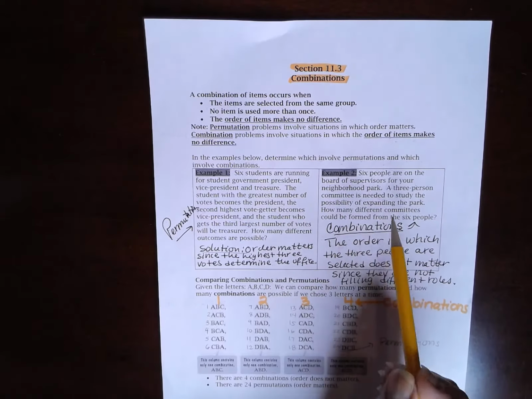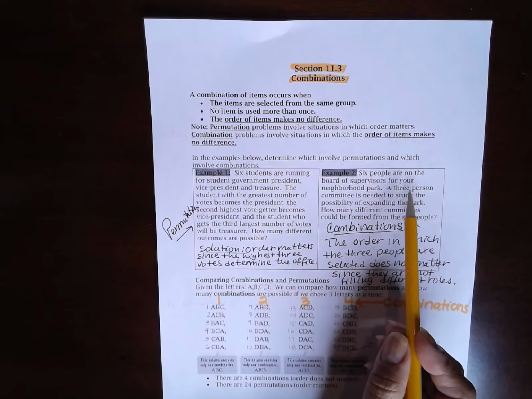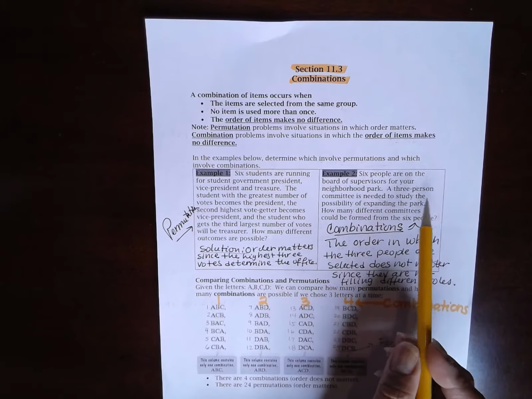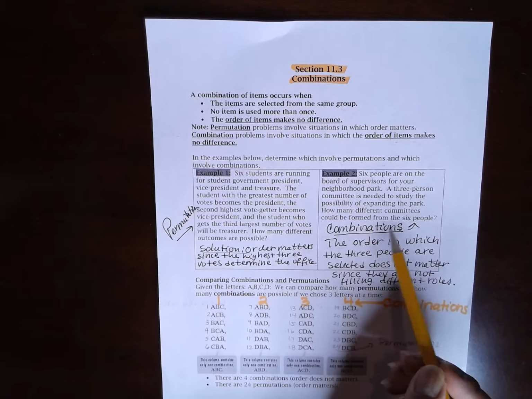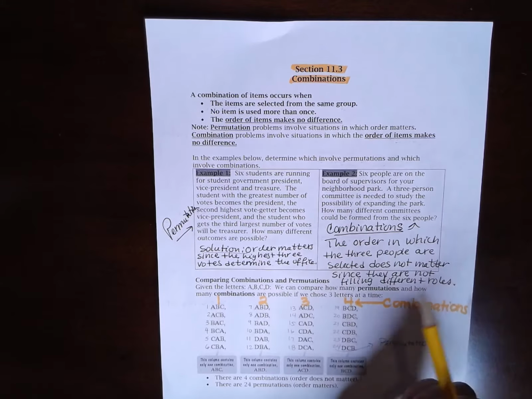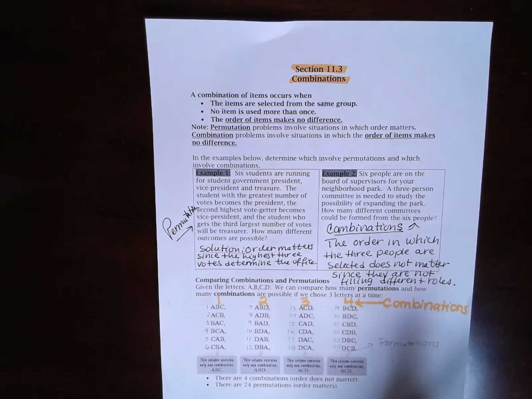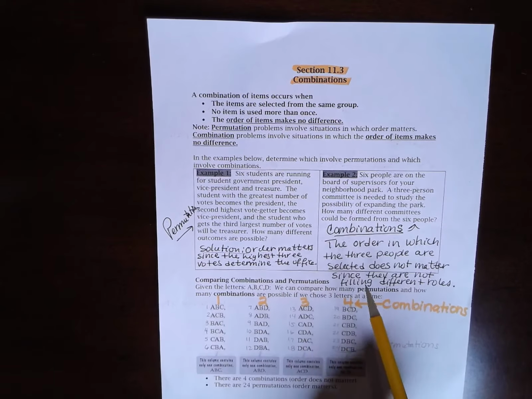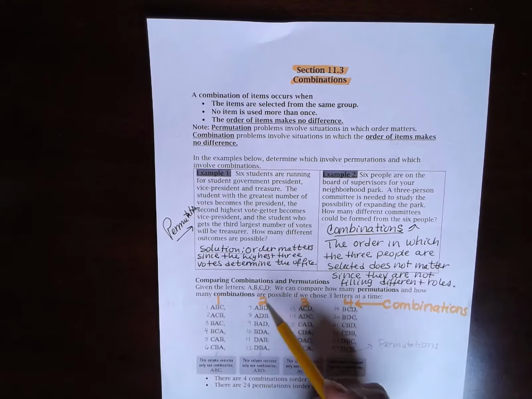Example 2 states: 6 people are on the board of supervisors for your neighborhood park. A 3-person committee is needed to study the possibility of expanding the park. How many different committees could be formed from the 6 people? They're just selecting 3 people. They're not going to have specific positions based on any particular order. So this is an example of a combination. The order in which the 3 people are selected does not matter, since they are not filling different roles like in the previous example.